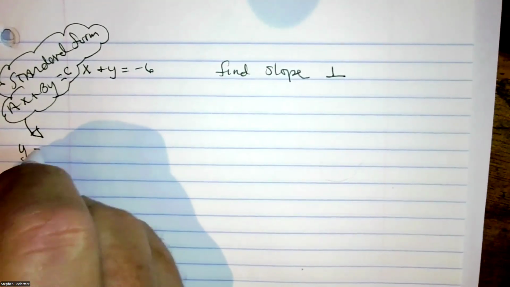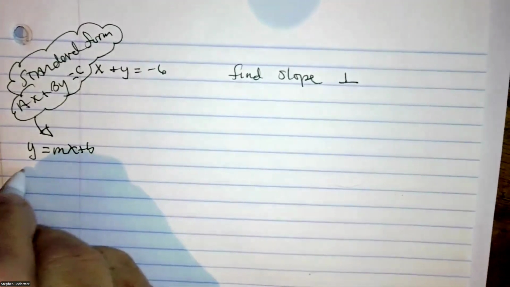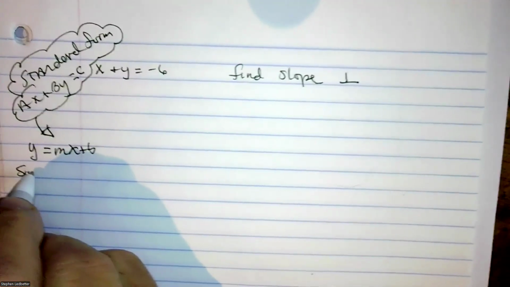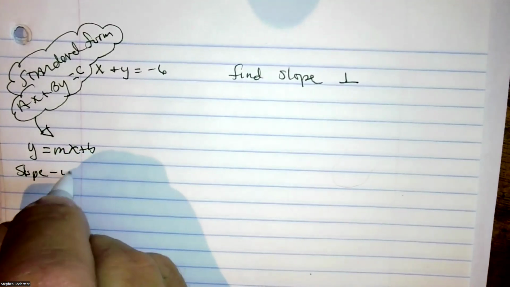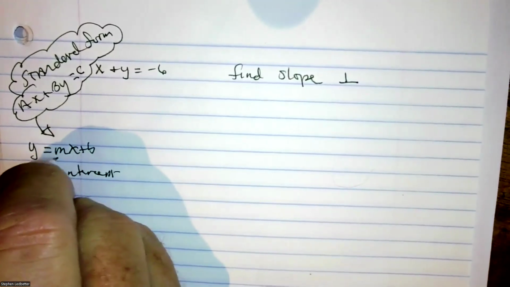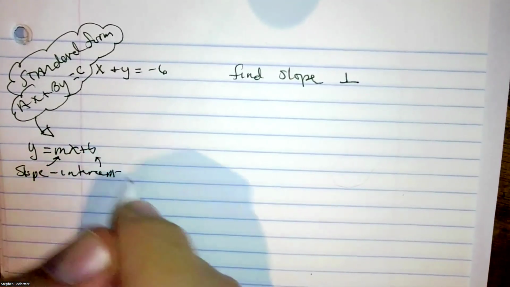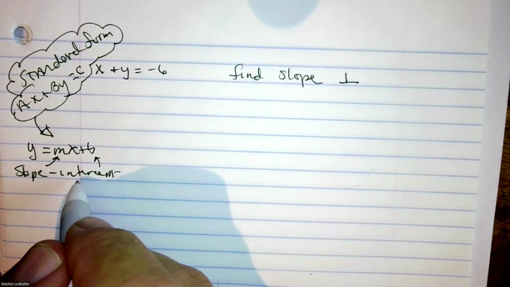Most of the time, they want you to change this to slope-intercept form, which is y equals mx plus b. This is called the slope. Now, why is it called the slope-intercept form? Because there's the slope and here's the y-intercept. So that's why they call it slope-intercept form.